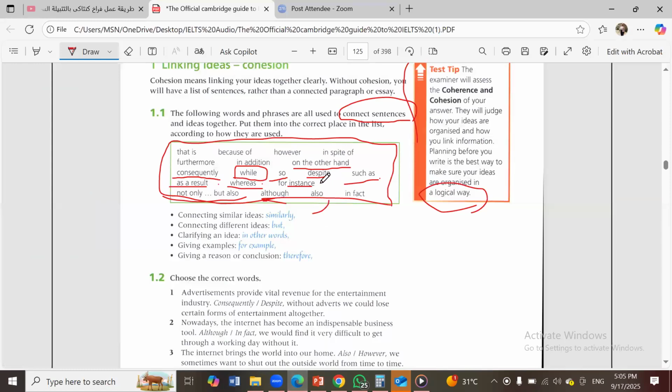Also, for sure means برضو. And in fact, followed by a comma. For sure, the internet is 1, 2, 3. In fact, and as a matter of fact. As a matter of fact equals in fact. They're equal.